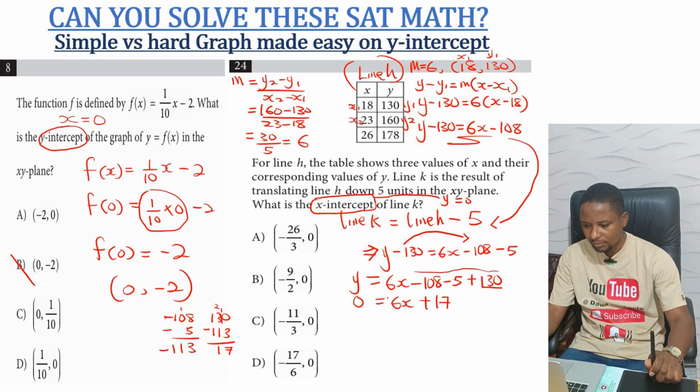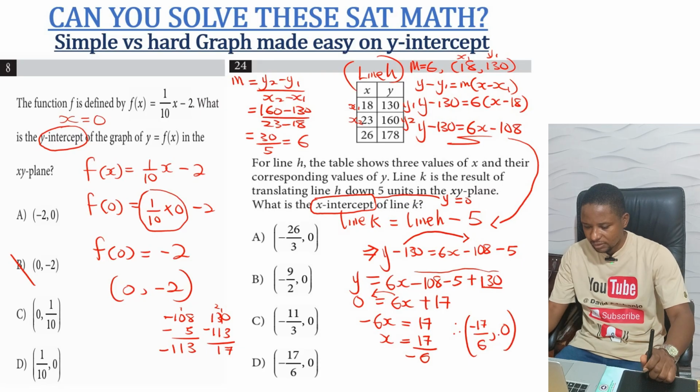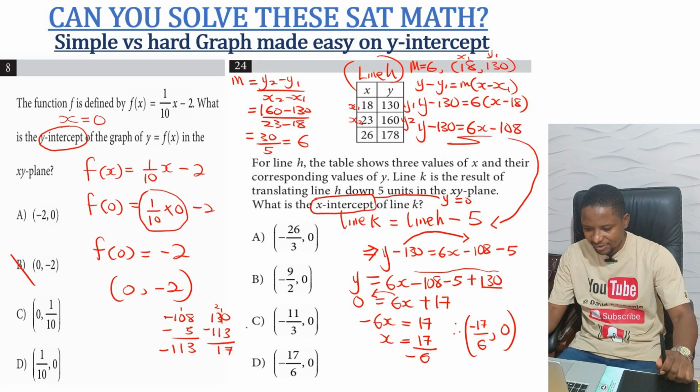And therefore, I can move 6x to the other side. So you have negative 6x equal to 17. And you divide both sides by negative 6. So you have x equal to 17 over negative 6. Therefore, when your x is negative 17 over 6, your y is 0. And that's the x-intercept. Thank you very much. So our answer is D.